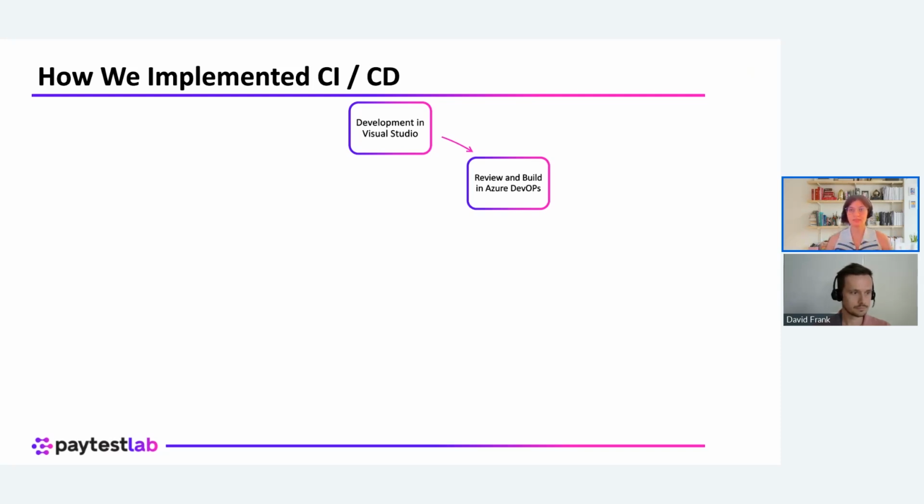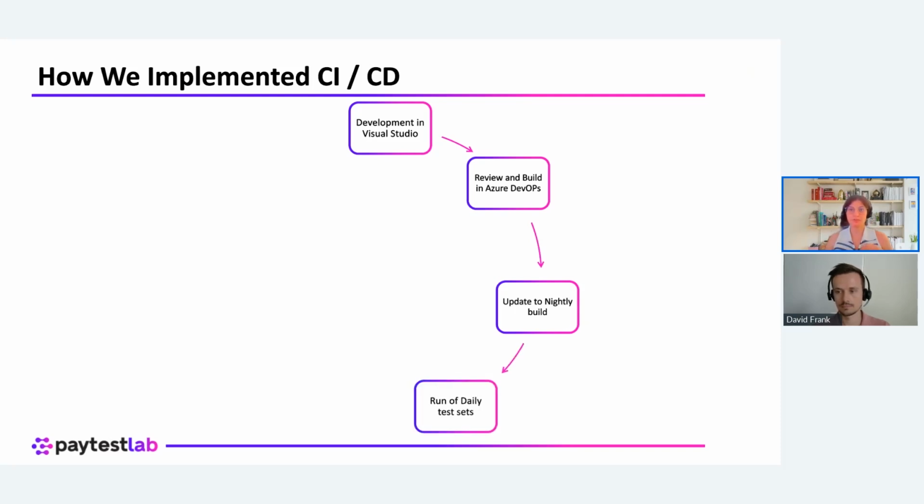and then it gets built into the code in the next day. This is when we get the nightly build, which is built every day. The testers then deploy that software onto the terminals, where we then, with Paytest Hub, run the daily test sets onto the terminals, testing the code that was built the night before every single day.